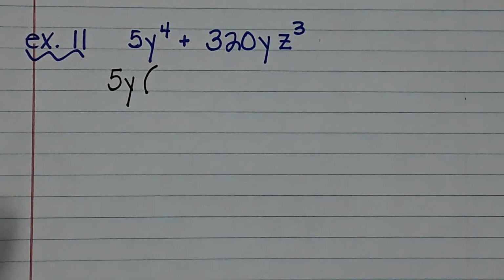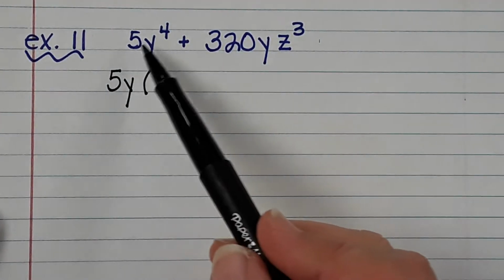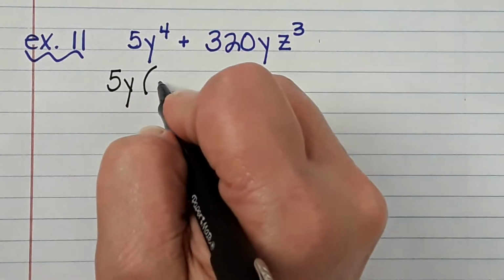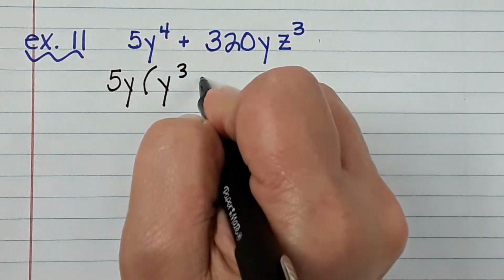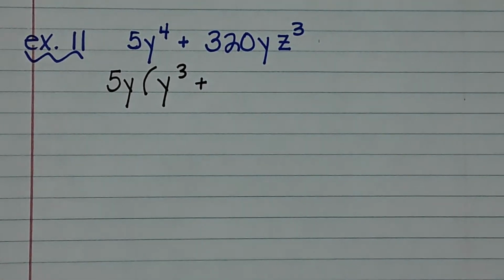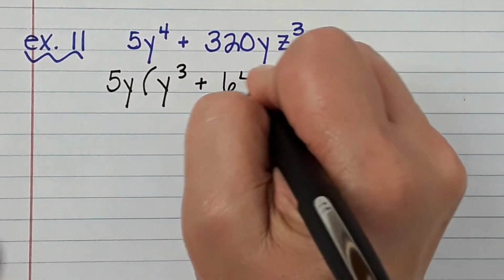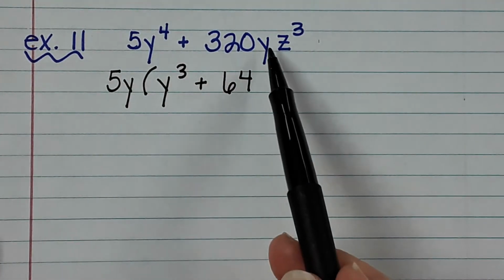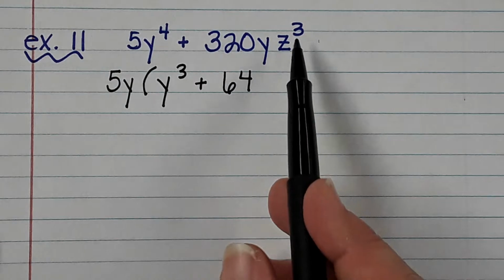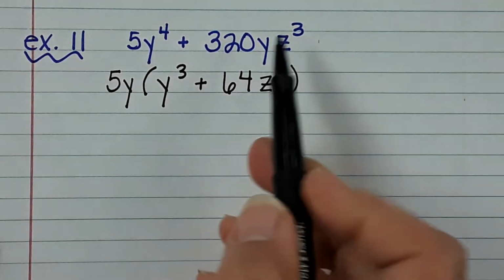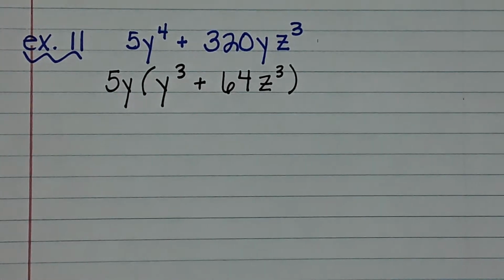Now we're going to do what's left over. So 5y to the 4th divided by 5y. 320 divided by 5. And then notice that the y's go away. That's z, so we have to bring the z down. Why does the y go away? Because y divided by y cancels out.